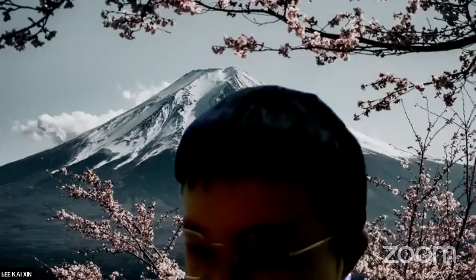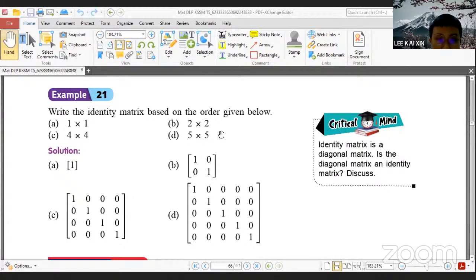Okay, hi everyone. Today we will be continuing from last week's chapter, and we start the screen sharing. The first part we are going to learn is the identity matrix. What is an identity matrix? Because I see the textbook from there, I will just explain from the example.